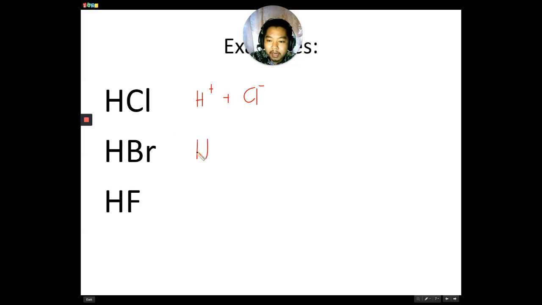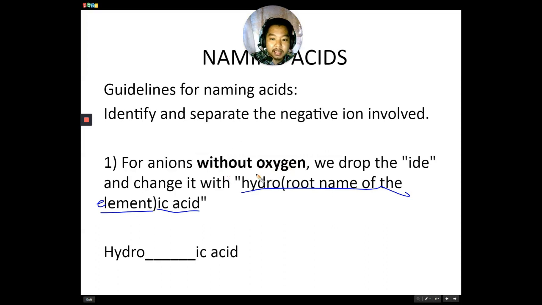Same with my bromine, HBr. So this is H plus, and my bromine is Br minus. Alright? And the last one is my hydrogen and my fluorine, which is F minus. Now, I will take a look at my second group, my anion in particular. The rule says if there is no oxygen in my anion, I will simply follow this formula: hydro plus the root name of the element and then ic acid. I drop the IDE. So that becomes hydrochloric acid.